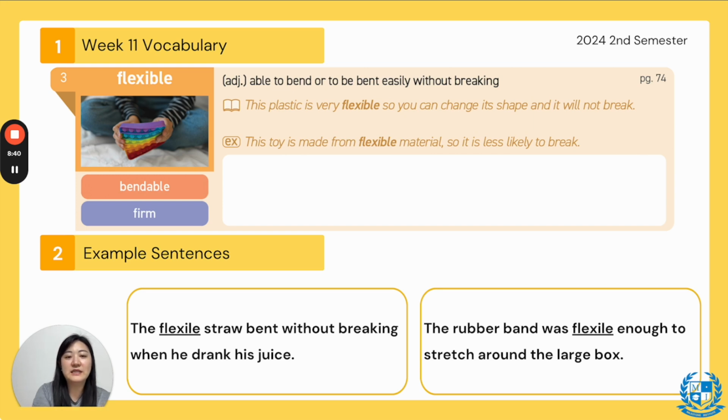Next one, it says the rubber band was flexible enough to stretch around the large box. Oh, I always get scared when I try to put a rubber band around the box because I'm afraid it's going to break and snap in my hand. But anyway, a rubber band is flexible because we can have a small rubber band and make it into a bigger shape.